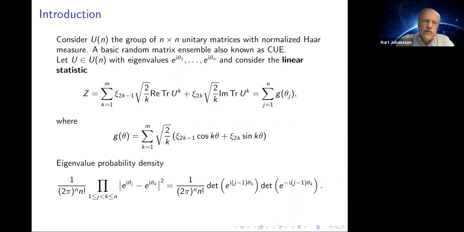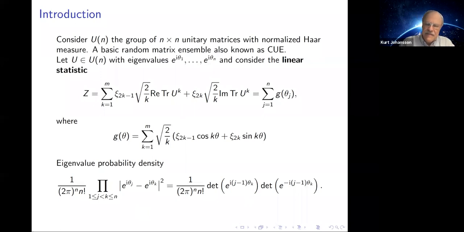For the Haar measure, you can compute the eigenvalue probability density, and it's given by this Vandermonde determinant squared and some normalization. This is the so-called Weyl integration formula, a classical result from the 20s. Since this is a product over pairs like this, as you know, this is also a Vandermonde determinant. So this is a product of two Vandermonde determinants.